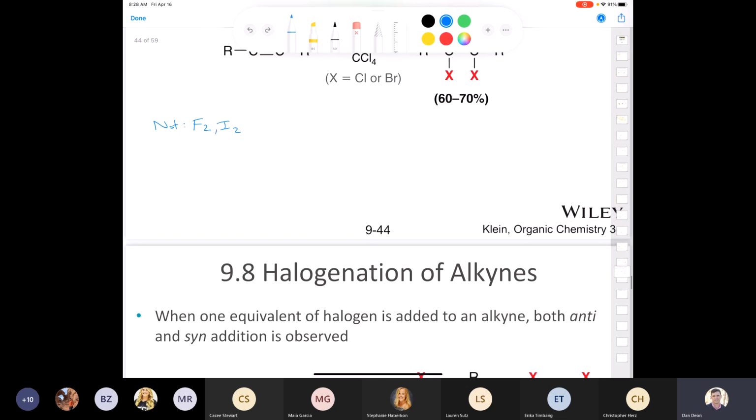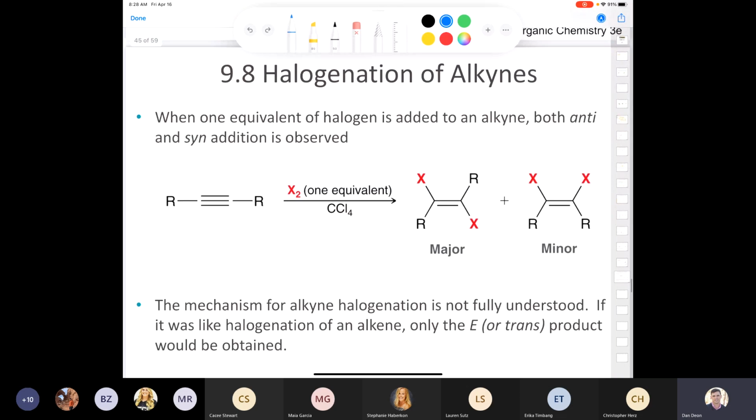Now, what if you only used one equivalent? This is where it gets kind of interesting, and we're going to talk about a mechanism that's not even completely understood. If you take the alkyne and treat it with one equivalent of X2, again, X2 can either be bromine or chlorine. It's not going to be fluorine, it's not going to be iodine. What you end up with is 1,2 addition across that triple bond to make a dihalide, but you end up with a mixture, because you get both anti and syn addition. So you end up with the trans compound and the cis compound.